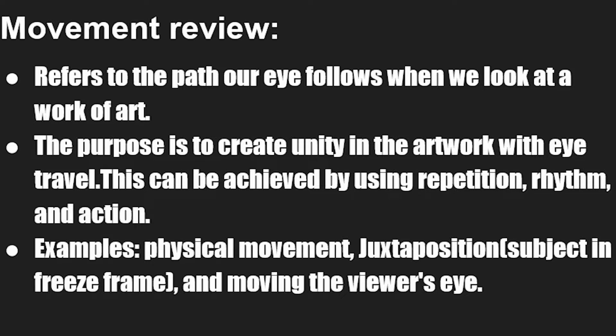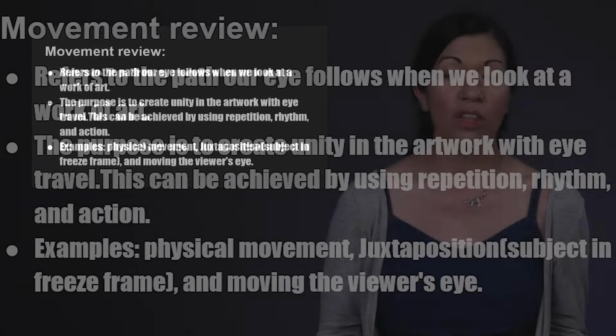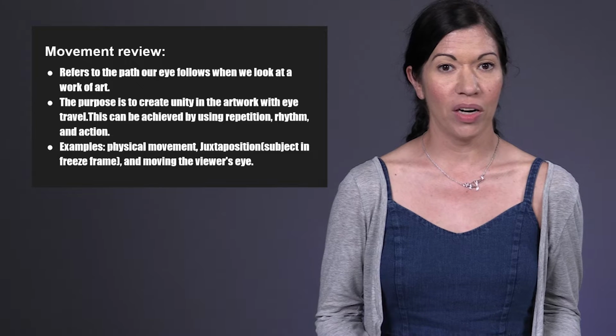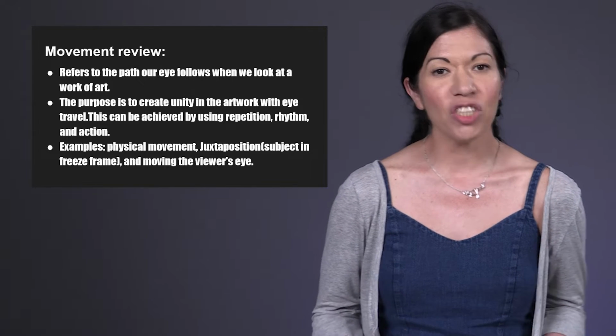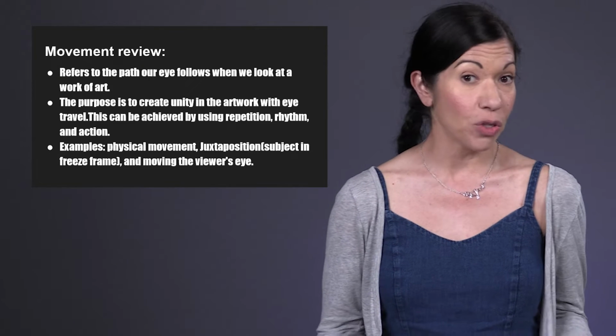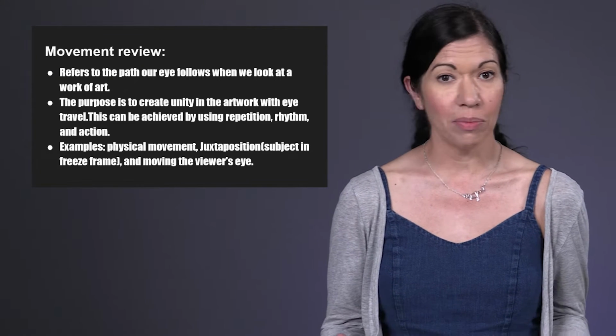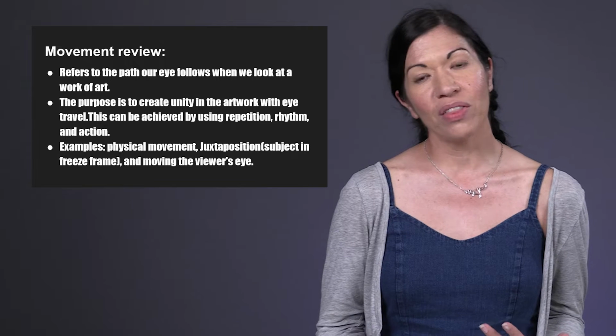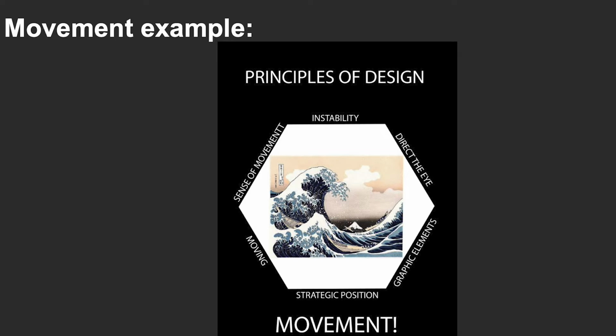Next, we're going to review the art principle of movement. Movement refers to the path our eye follows when we look at a work of art. The purpose is to create unity in the artwork with eye travel. This can be achieved by using repetition, rhythm, action. Examples are physical movement, juxtaposition, subject in a freeze frame, and moving the viewer's eye. Here is an example of movement for review.